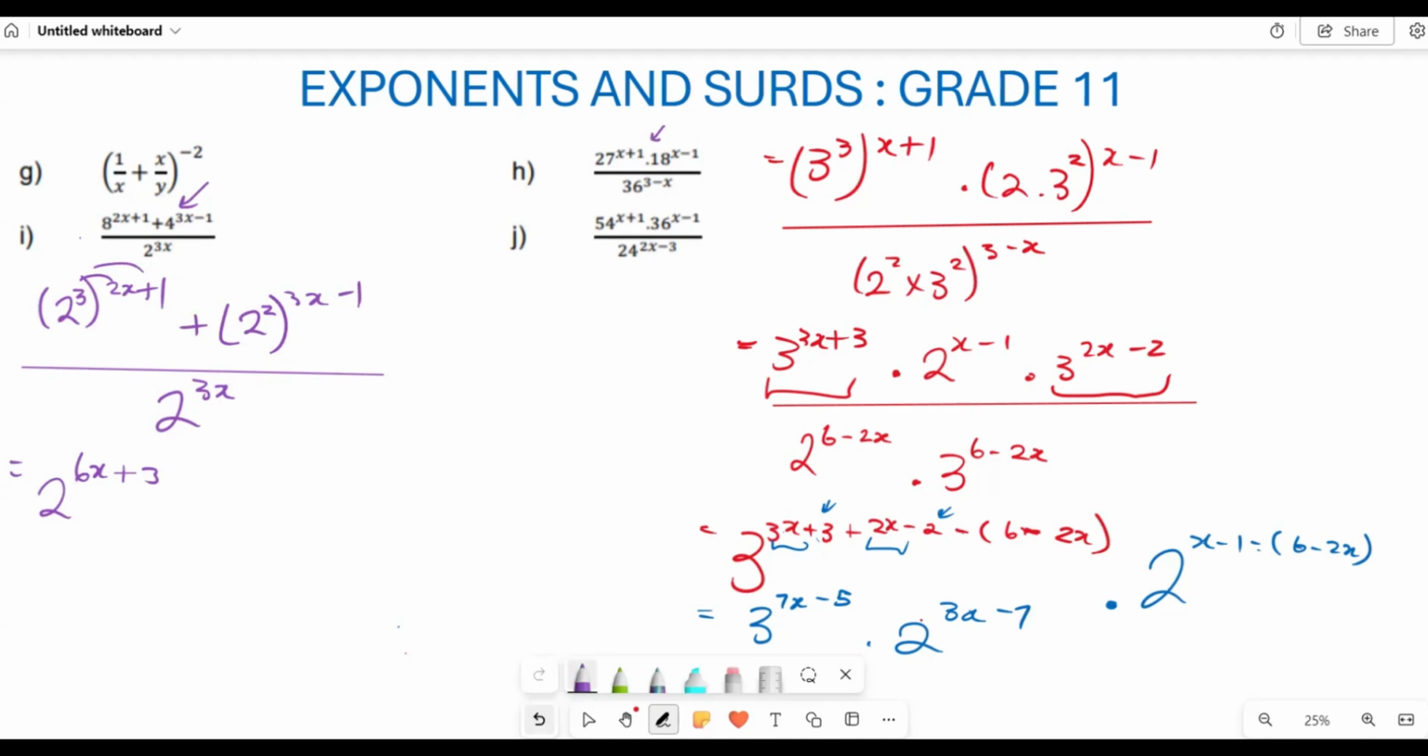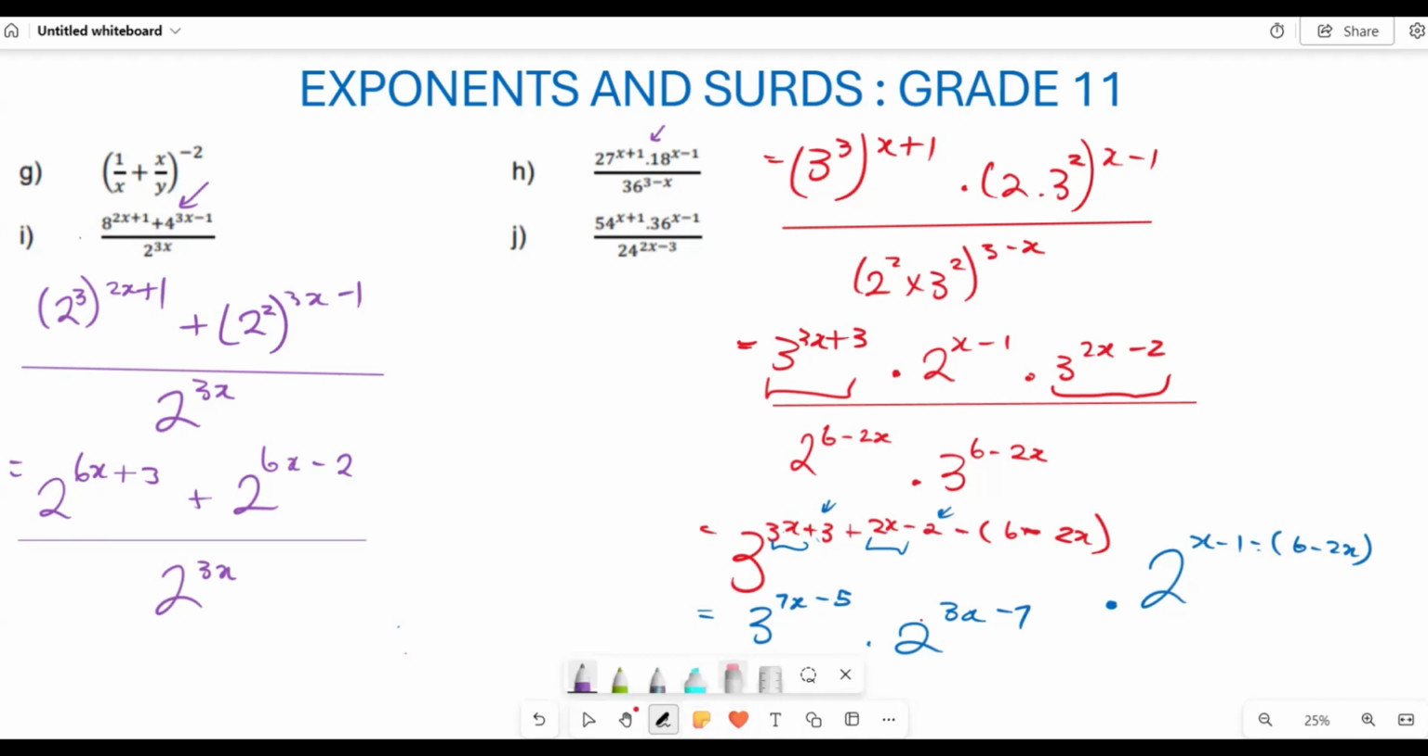Now from here, what else are you going to have? This is going to be plus 2. Again, this is the same as 6x, subtract 2, divided by 2 to the power of 3x. Now from here, can you see this one? We can write this either in factor form, or you can take out the common factor.